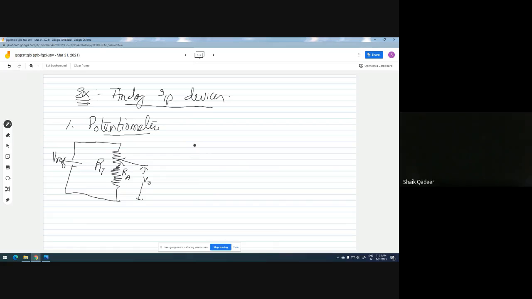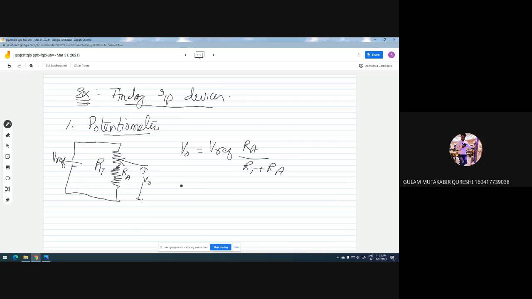So how can we write this output voltage equation? V out is equal to, applying the voltage division rule, V reference into RA divided by RD plus RA, correct? Jaldi se bolo. Yes, sir. You see, can we say that VO is directly proportional to RA?